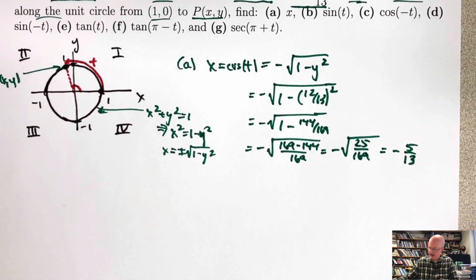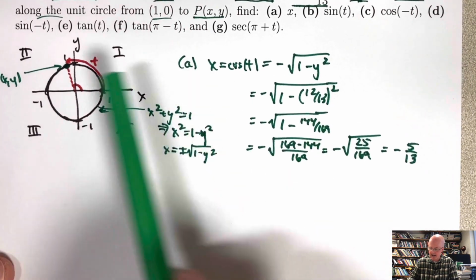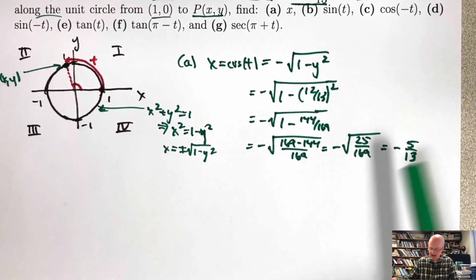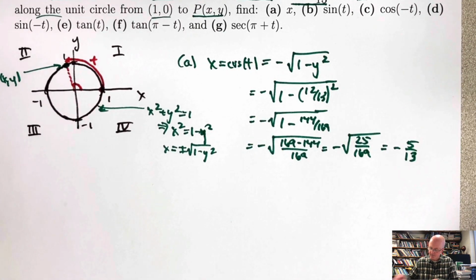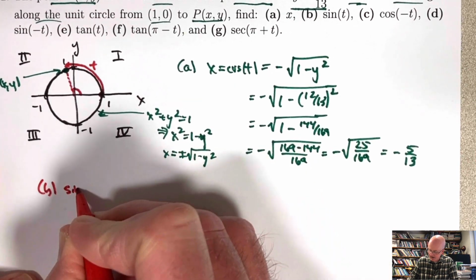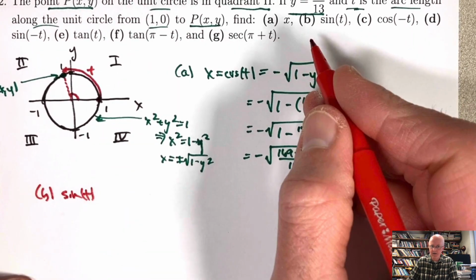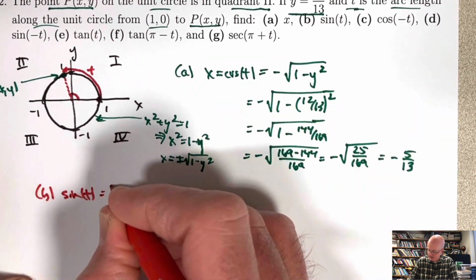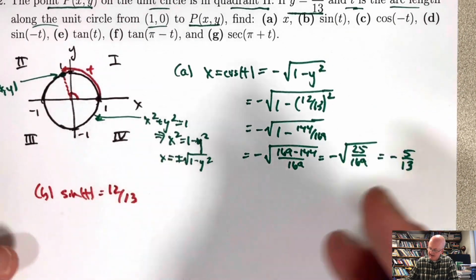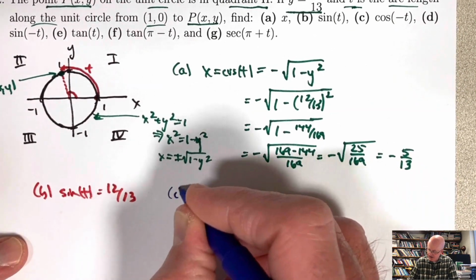So there we have the answer to part A, the value of x, the x coordinate at that point. Also the value of cosine of t is negative 5/13. Part B, find the sine of t. That's easy. I told you the answer already. It's the y-coordinate of the terminal point, which is given to be 12/13. That's nice and easy. Part C, now we start getting a bit trickier.